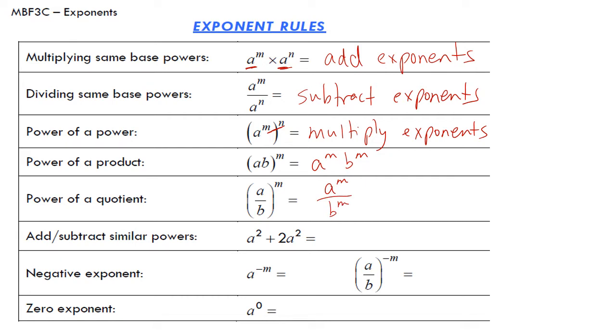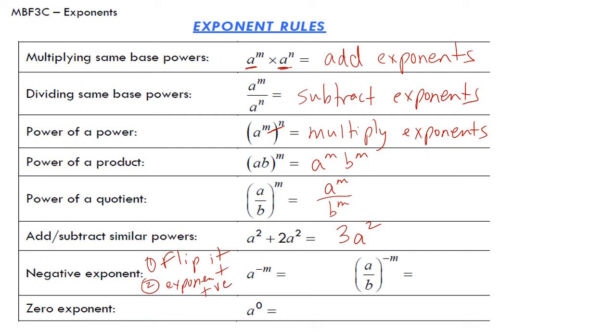Add and subtract similar powers. This is just like combining like terms. A squared plus 2a squared: 1 of something plus 2 of something gives you 3 of something, so 3a squared. The trickiest one out of all of these, if you remember, is what to do with a negative exponent. So remember, there are 2 steps to negative exponents. I'm just going to simplify it by saying flip it, and the exponent becomes positive.